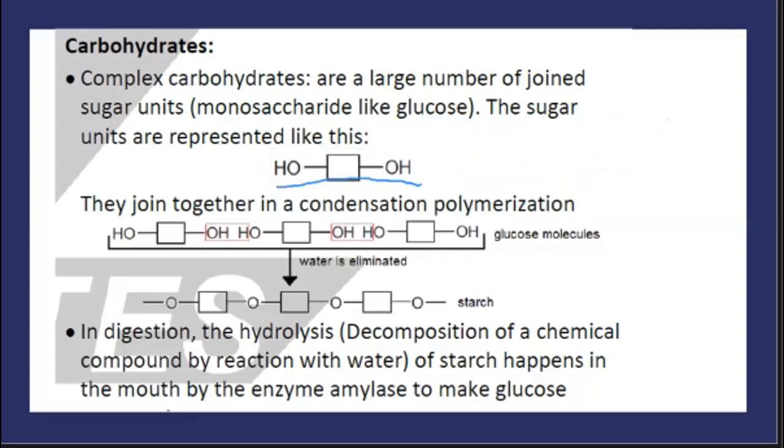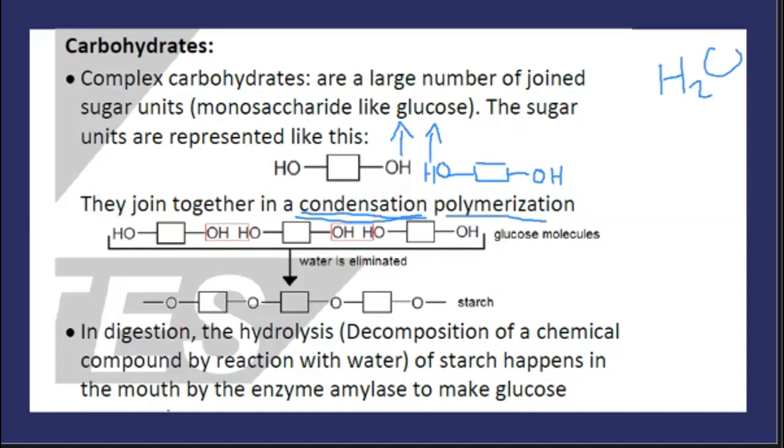They join together in a condensation polymerization reaction. Condensation means water is being removed. Polymerization means that a polymer is being formed. So water is being removed to form a polymer. If I had many of these units, each with an OH group, bonded to another glucose unit in close proximity like this, hydrogen from one unit and OH from the other are removed. So H2O is being removed, and all that is left is the oxygen, so the units come and bind together, as in the diagram below.